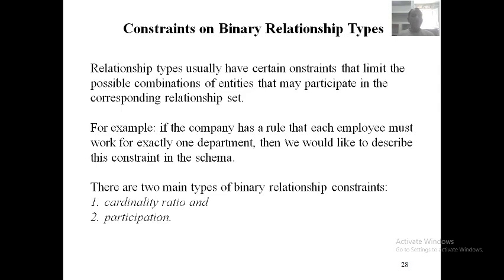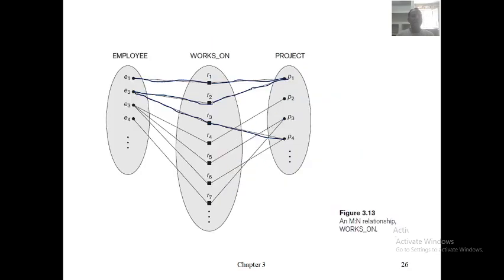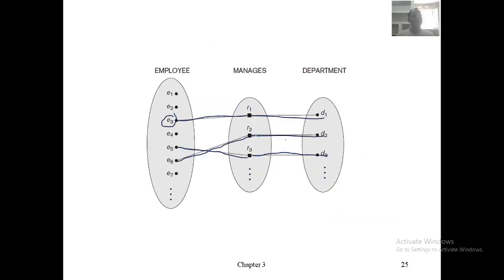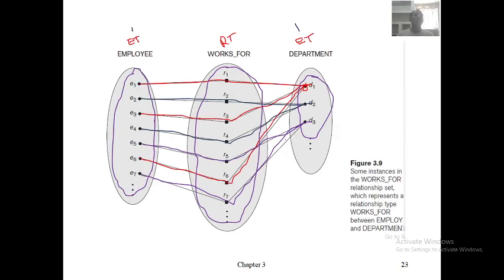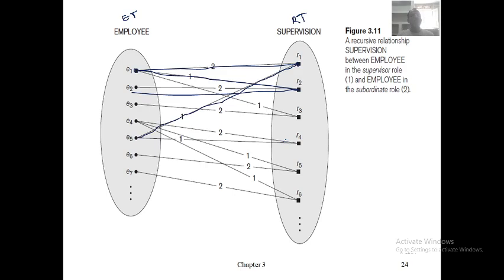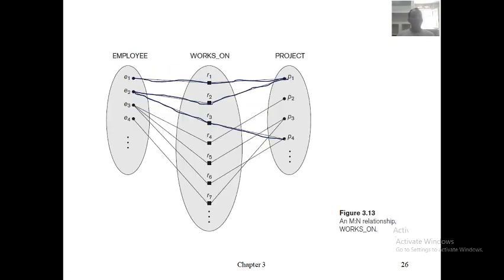Constraints on binary relationship types. We have studied these binary relationships. This is also a binary relationship. This is also a binary relationship. This is also a binary relationship. Because two entities are participating in the relationship type, that's why it is called binary. This is not binary. It is unary. Got it?